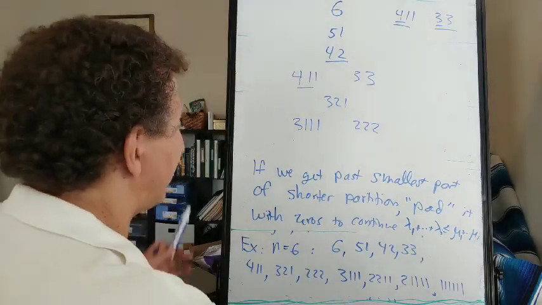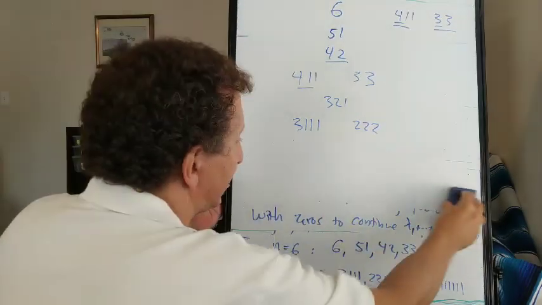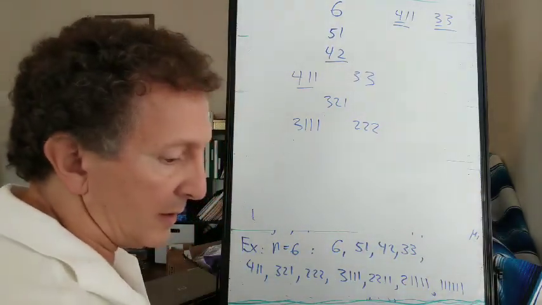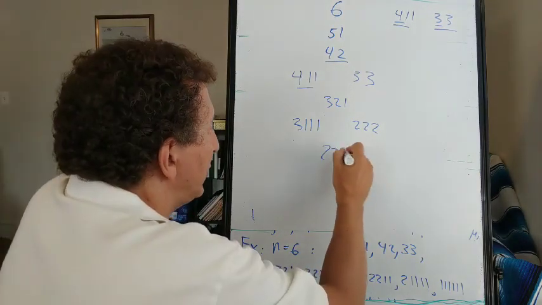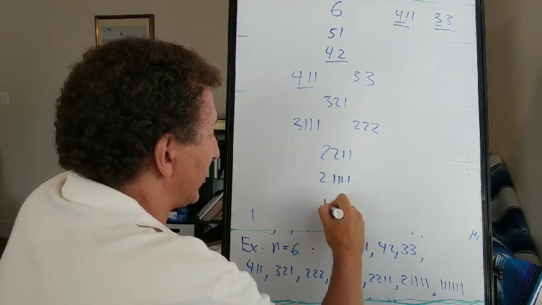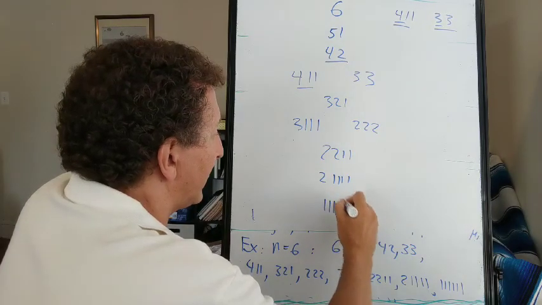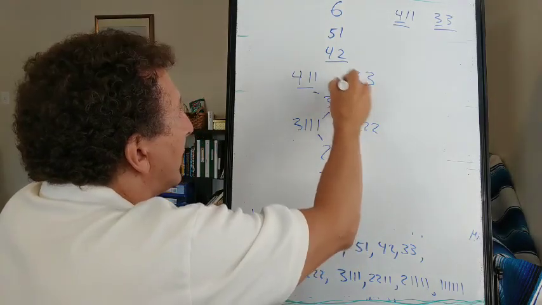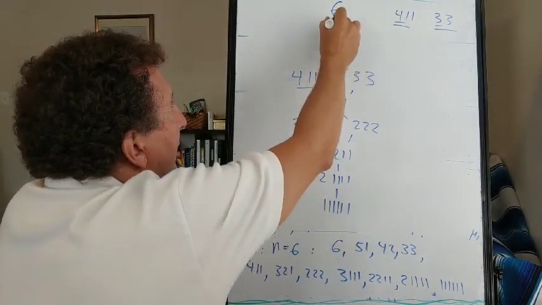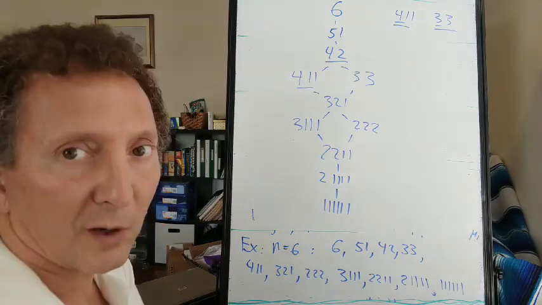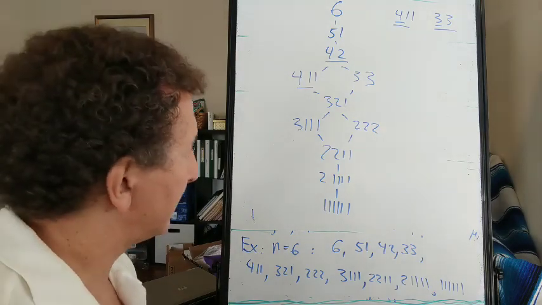And then after that, we've got 2, 2, 1, 1, 2, 1, 1, 1, 1, and 6 ones. So this is the dominance order or majorization order on partitions of 6.